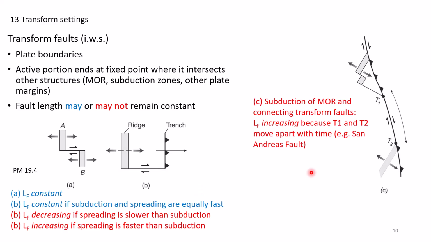Here we see a more complex situation of mid-oceanic ridges and the connecting transform faults that are subducted underneath an overriding plate in the east. We see that here a transform fault develops along a plate boundary, and this transform fault will increase in length the more the neighboring ocean is being subducted underneath that overriding plate. This is a special case that applies to the San Andreas Fault, and we are going to discuss that in more detail in the second part of this video.